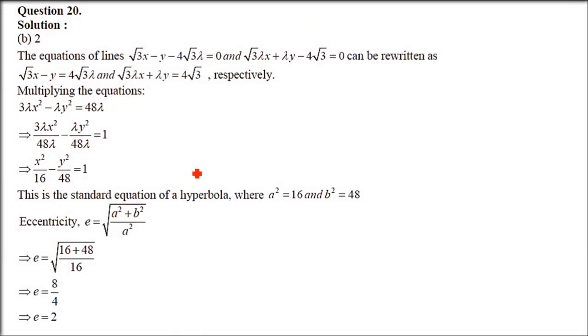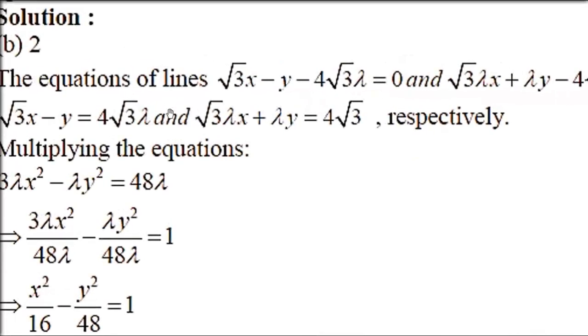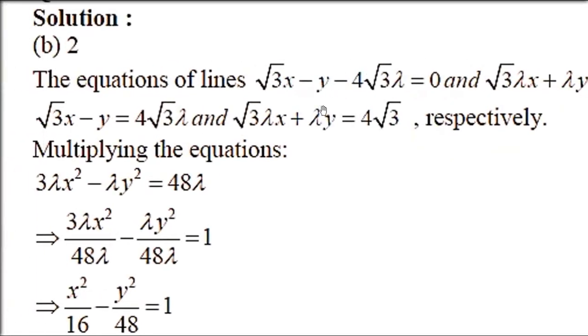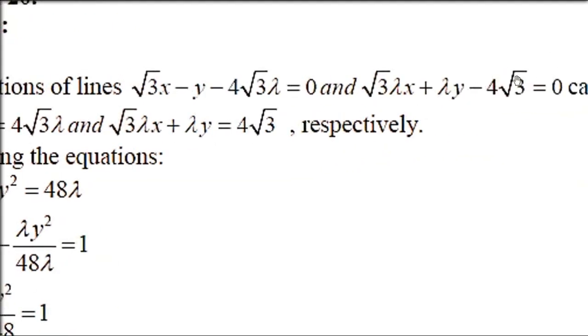This is question number 20. The locus of the point of intersection of the lines is a hyperbola of eccentricity. So as I told you earlier, we have a lambda. Previously in question number 18, we eliminated t. Here we are going to eliminate the lambda. So how do we do this? We will rewrite this line in the ax plus by equals some constant form. This is how we are going to change it.